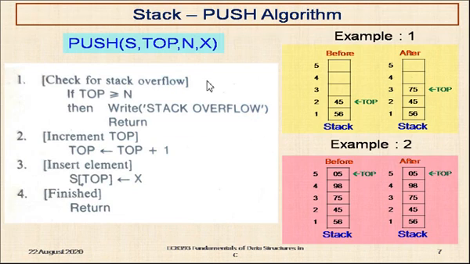So now let us look at the algorithm for push operation. Here we have 4 parameters: S, top, N and X. S is the name of the stack. Top is the top pointer. N is the size of the stack, that is the number of elements the stack can accommodate. And X is the element to be inserted into the stack.